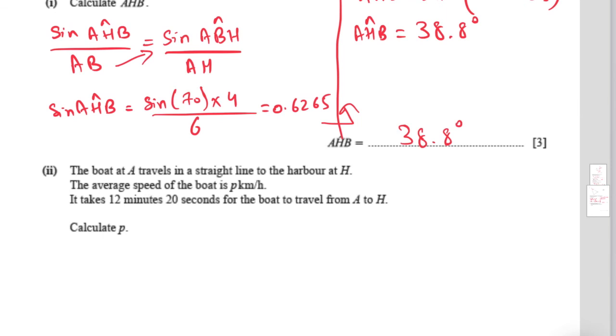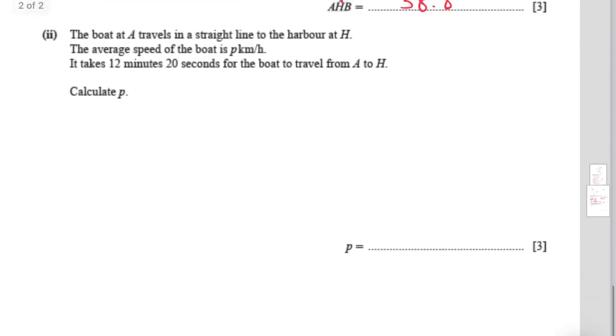Okay, let's move on to the last part. Yeah, it is the last part. The boat at A travels in a straight line to the harbor H. The average speed of the boat is p kilometers per hour. It takes 12 minutes 20 seconds for the boat to travel from A to H. Calculate P. First of all, this 12 minutes and 20 seconds needs to be converted to hours.